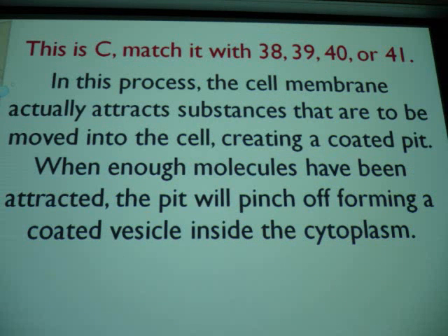This one, materials are actually attracted. They're sucked in on purpose. They're drawn like a magnet, and then a pit's formed, and you still get to see the magnetized things. Which would that be of those? That's the receptor mediated, because the receptor is what controls the formation of the vacuole.